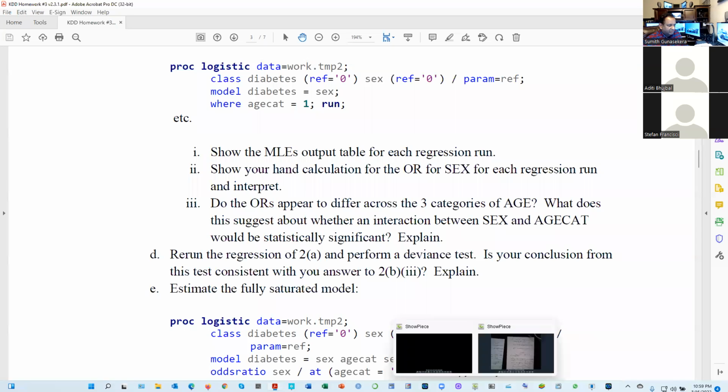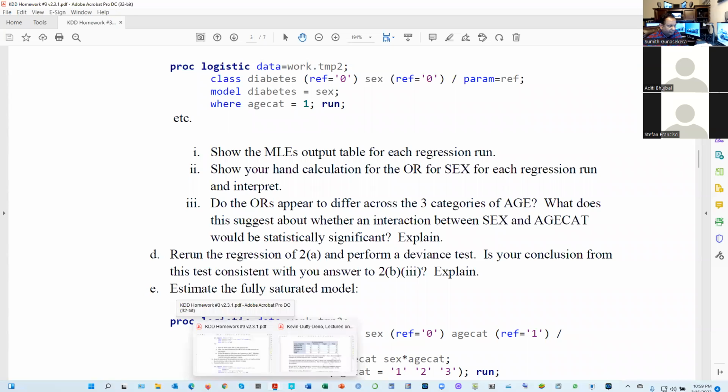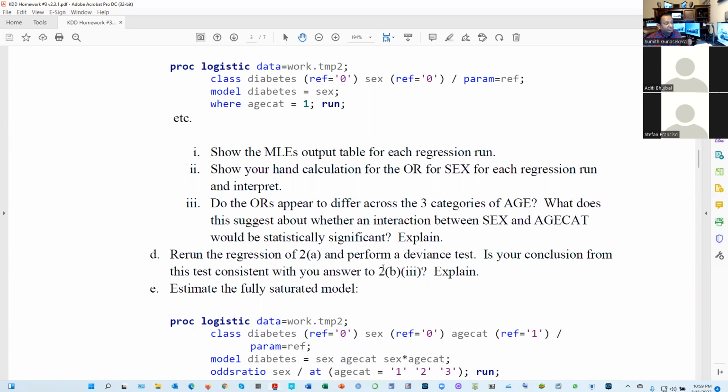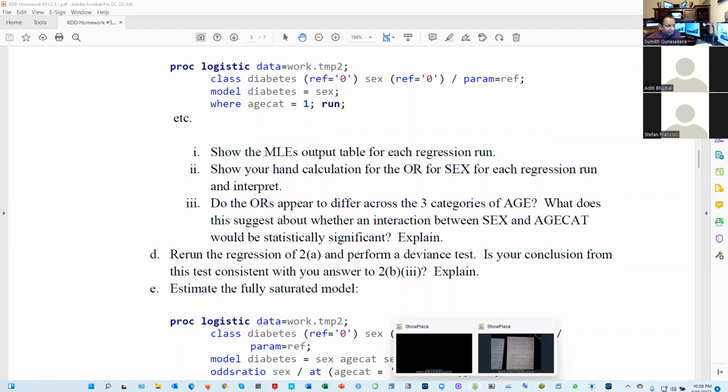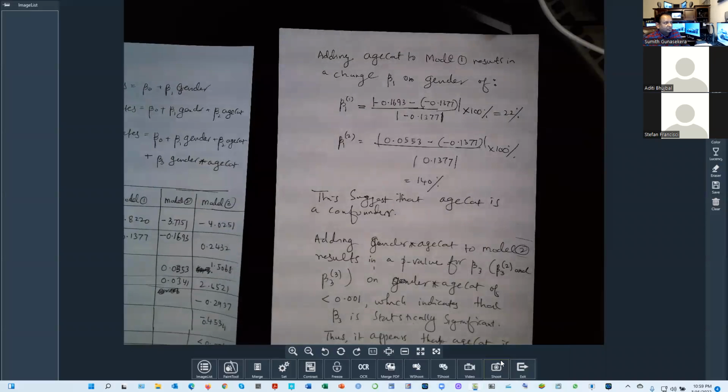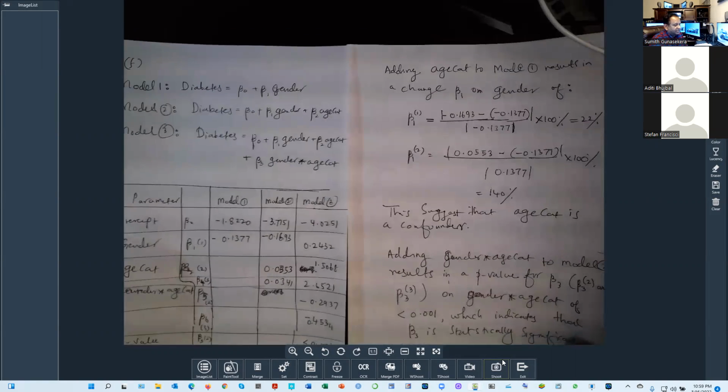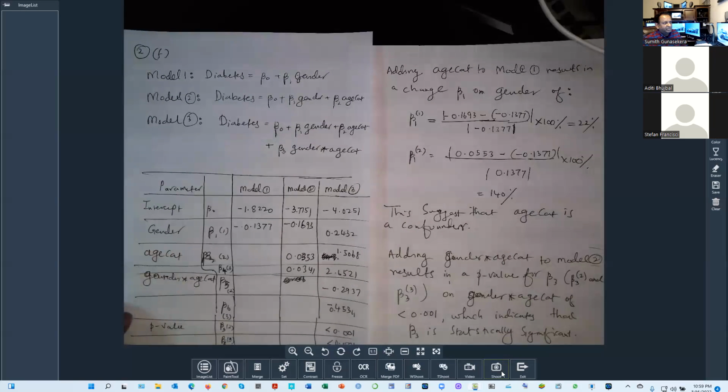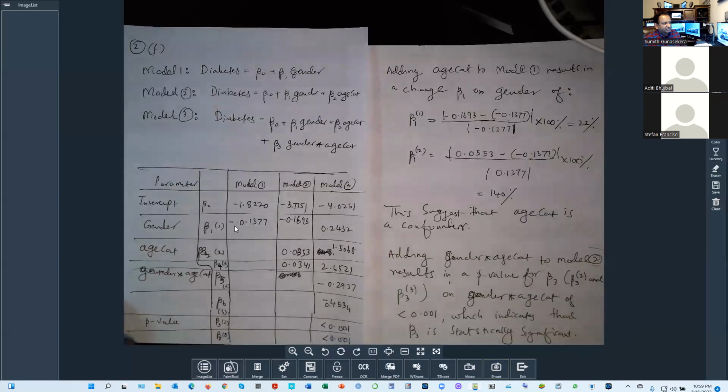On the other hand, it's an effect modifier. I'm trying to check whether age cat is going to be a confounder. That's the discussion built up over here. Look at their change: the change in beta 1 from here to here by adding age cat to gender. I'm going to get the difference, and from the absolute value it's 22%.